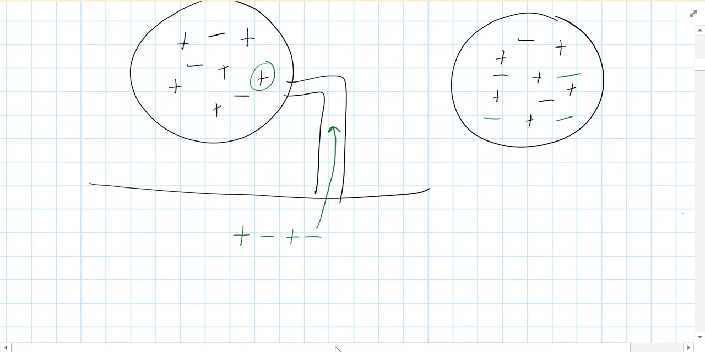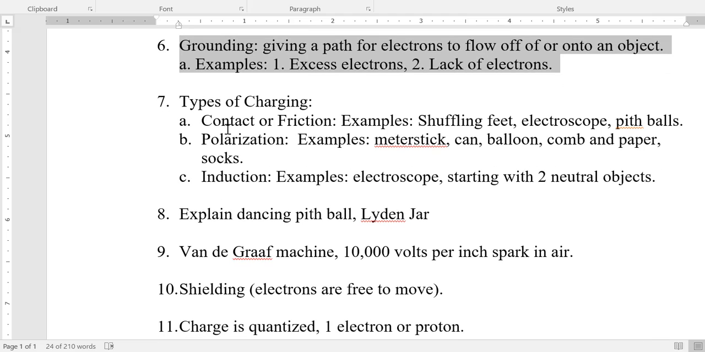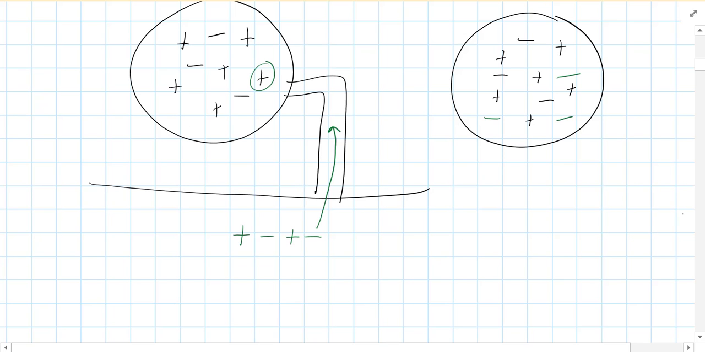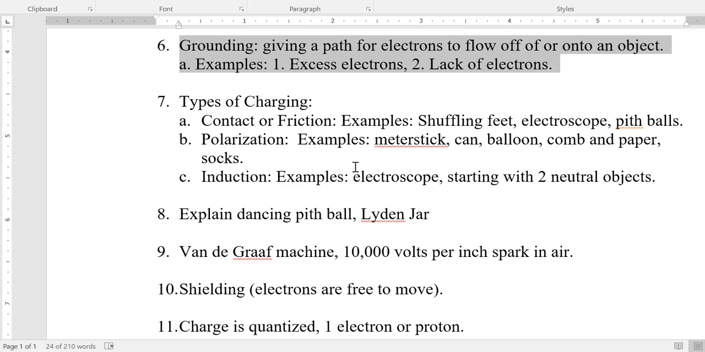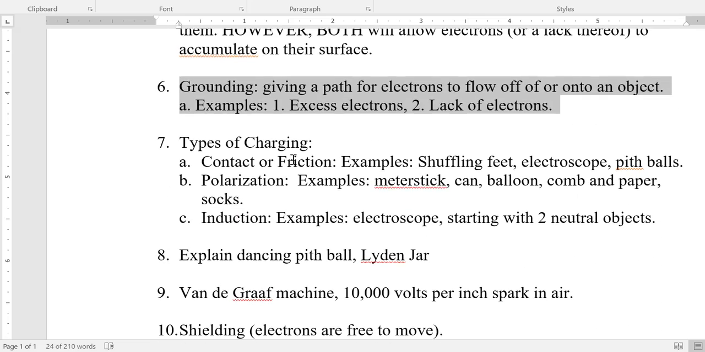Now, the last thing I have in here is types of charging. Actually, I'll tell you what, I will put those on the next video. So we got through 1 through 6. I'll do the rest of them on the next video.